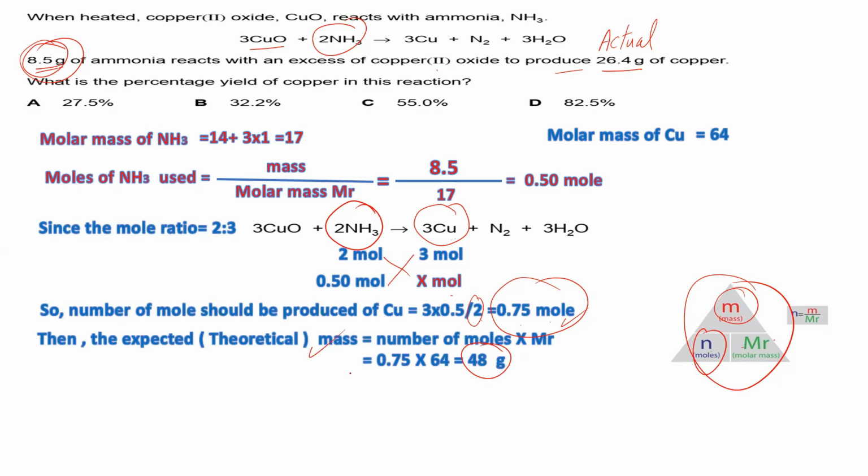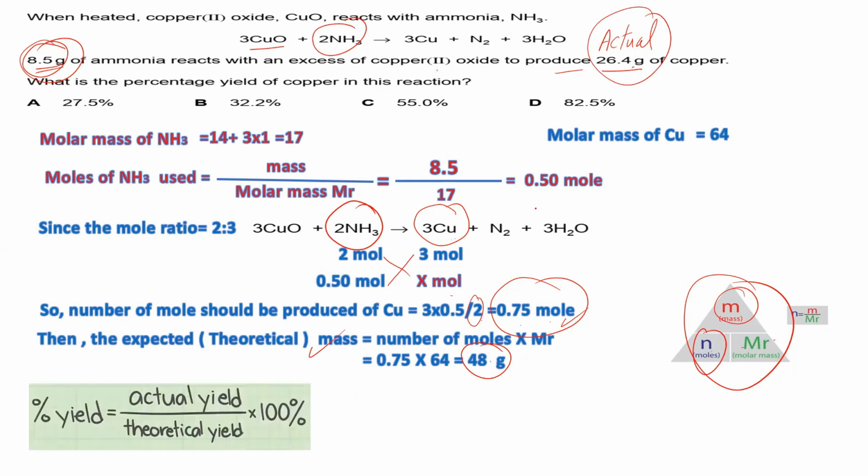That's the theoretical mass. Where is the actual? So actual divided by theoretical times 100 gives percentage yield. Percentage yield equals actual yield over theoretical yield times 100. We substitute with the figures, 26.4 over 48 times 100 equals 55%. So the answer is C.